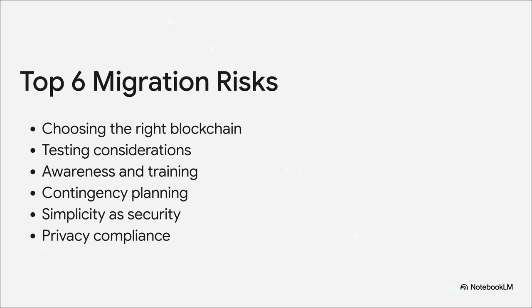You have to be dead sure you're picking the right blockchain, public or private, you need entirely new contingency plans, and maybe most importantly, you have to prioritize simplicity in your smart contracts. It's a core security measure. The more complex the code, the higher the chance you've just deployed an unfixable vulnerability.